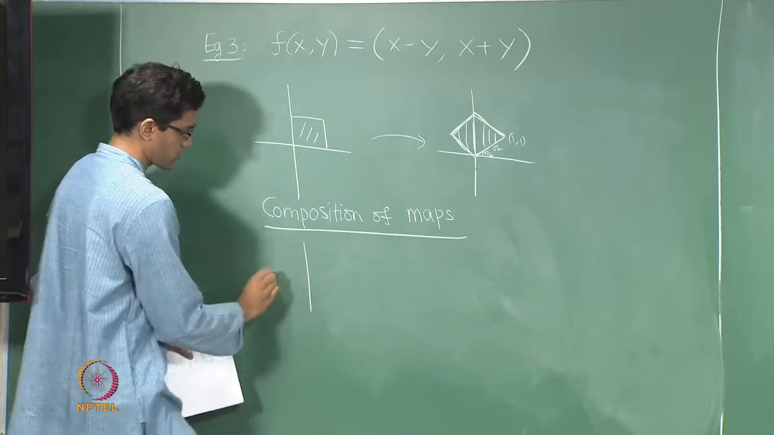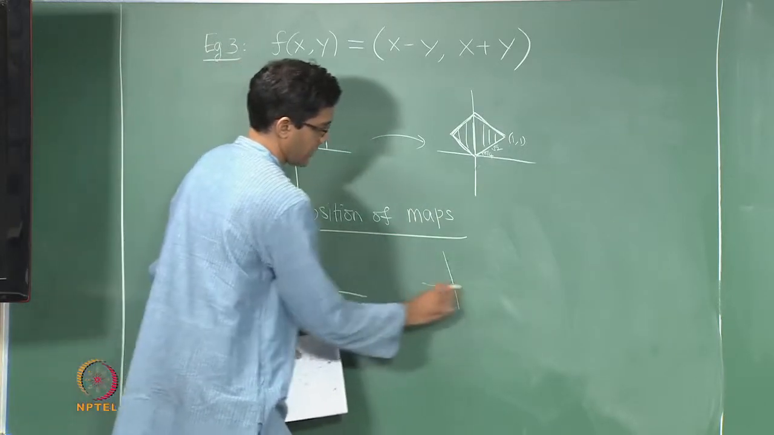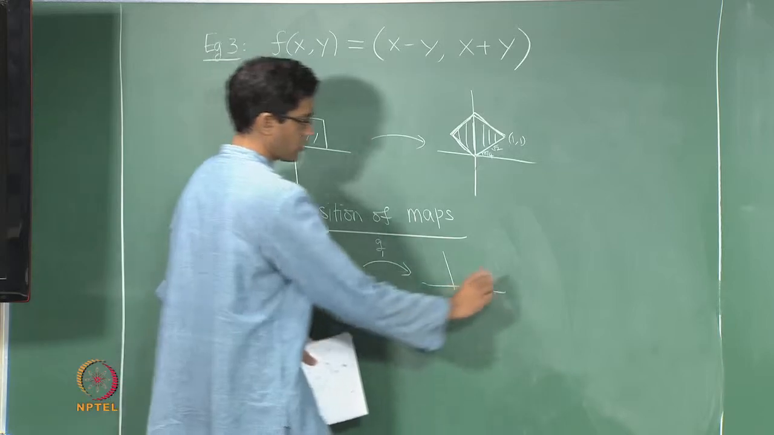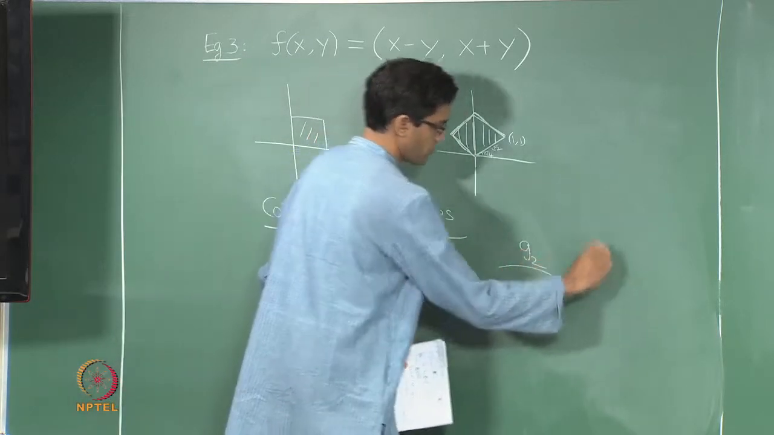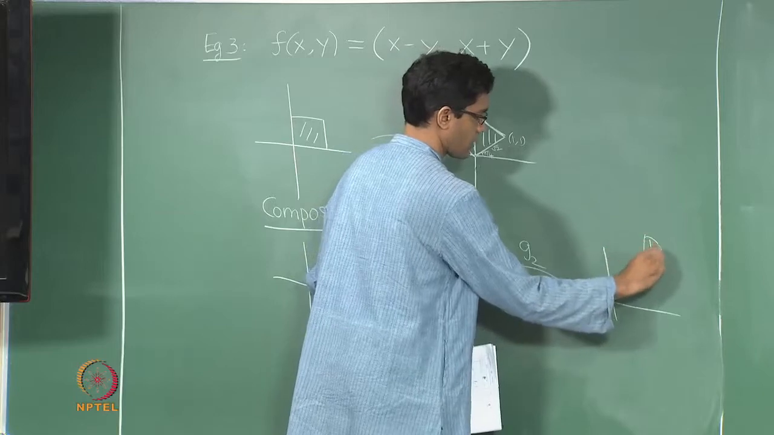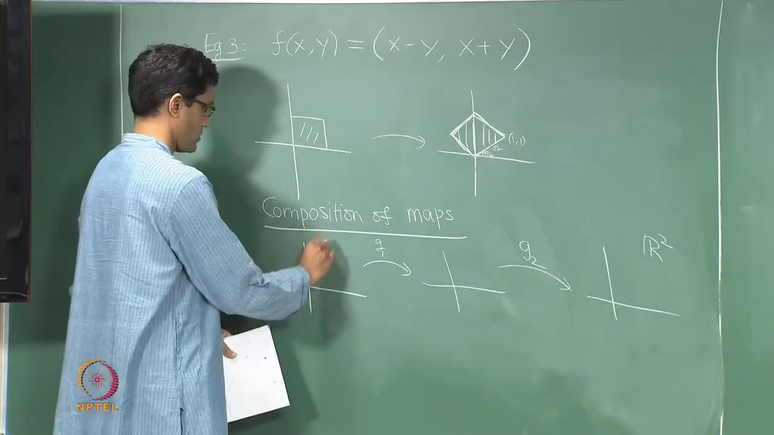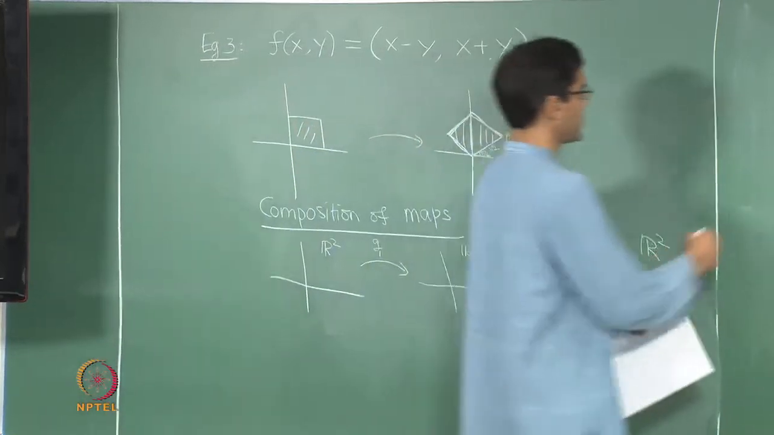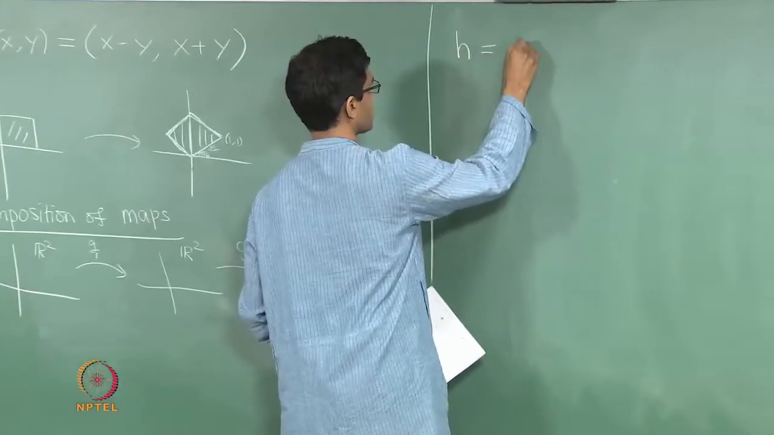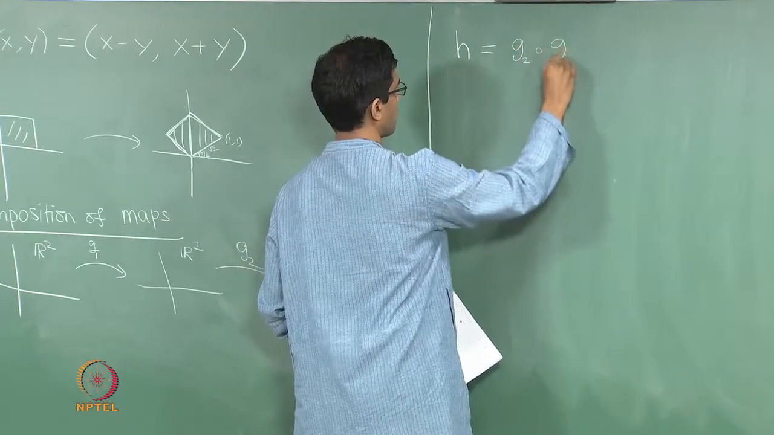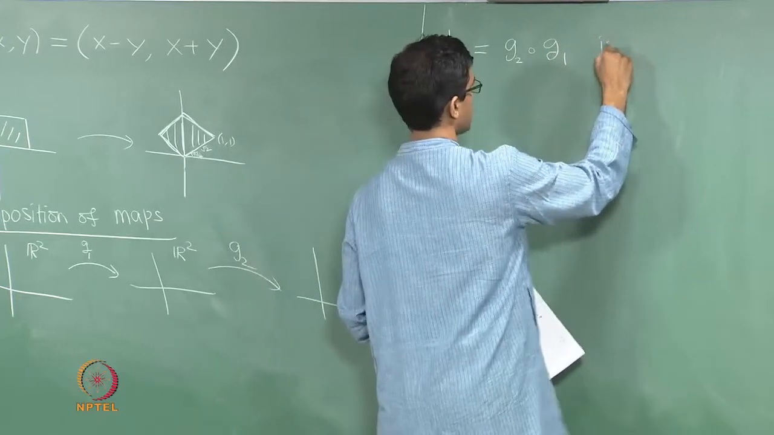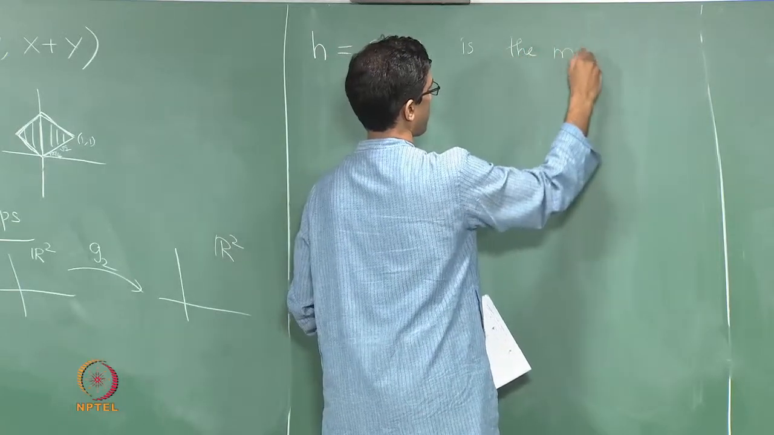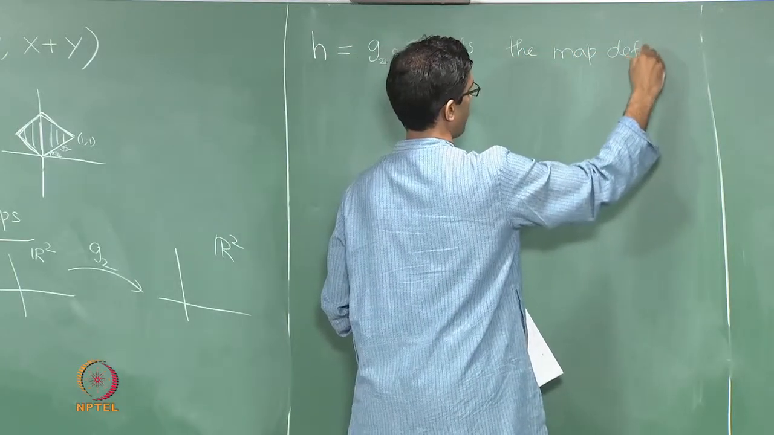So, recall what did composition mean of functions. Suppose I have functions, let us call it g1 is a function from R2 to R2 and I have another function g2 from R2 to R2. So, all these are R2. Then their composition, so let us call it g2 composition g1. So, let us define H to be g2 composition g1. So, what is this? This is the following map, which is defined by.